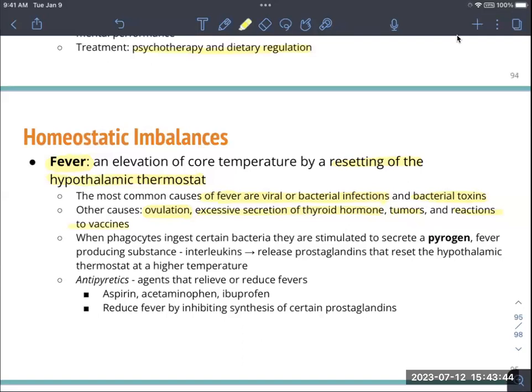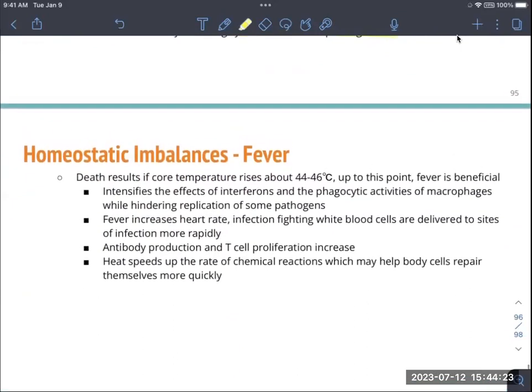So these phagocytes, when they take in bacteria, they secrete a pyrogen. A pyrogen will go into that hypothalamus, and then it'll help to reset the body temperature to higher. Antipyretics like aspirin, acetaminophen, ibuprofen are used to reduce fevers because they inhibit different prostaglandins that are going to cause that hypothalamus to reset its core temperature. If the core temperature rises up to 44 to 46 degrees Celsius, it can actually result in death.